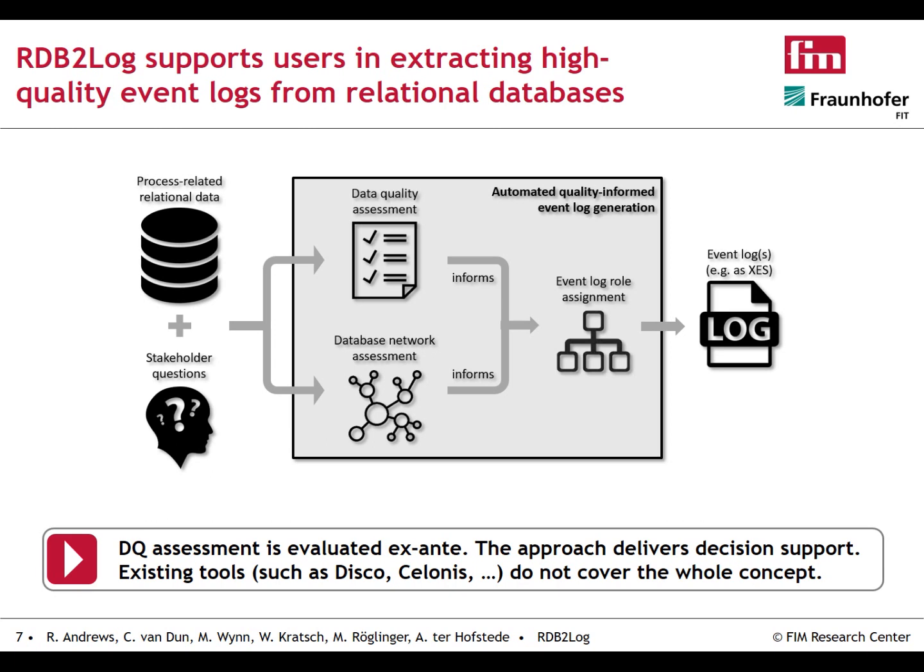In our approach, we want to put the data quality assessment right where it's supposed to be in the extraction process. So we look at the process-related relational data set, and we evaluate it regarding data quality, and we can say, well, this data set is actually worth considering for process mining, or at least a couple of data attributes are. And in parallel, we look at the database network, at the relationships between keys and tables, so that we can provide users with insights into the database and how we could possibly extract logs from it.